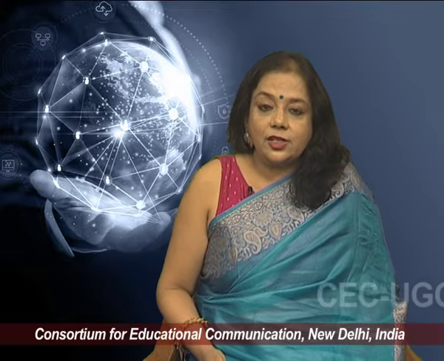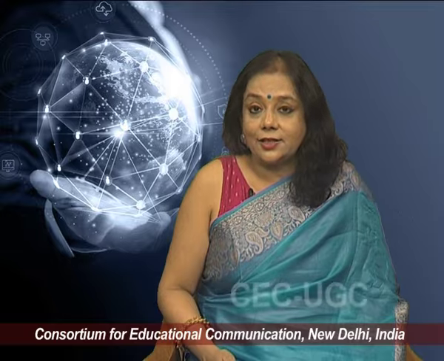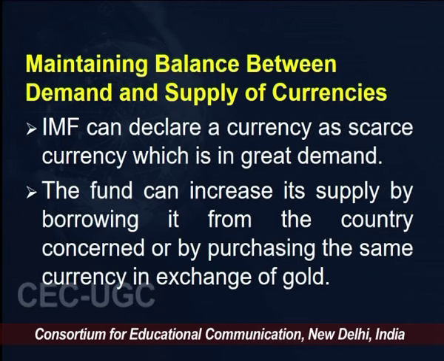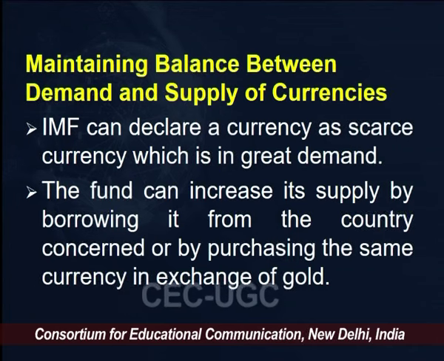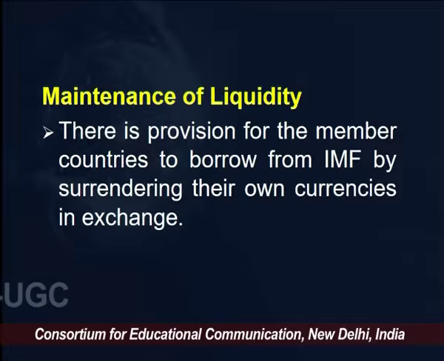Now, next function is maintaining balance between demand and supply of currencies. IMF can declare a currency as scarce currency which is in great demand. The fund can increase its supply by borrowing it from the country concerned or by purchasing the same currency in exchange of gold. Next is maintenance of liquidity.